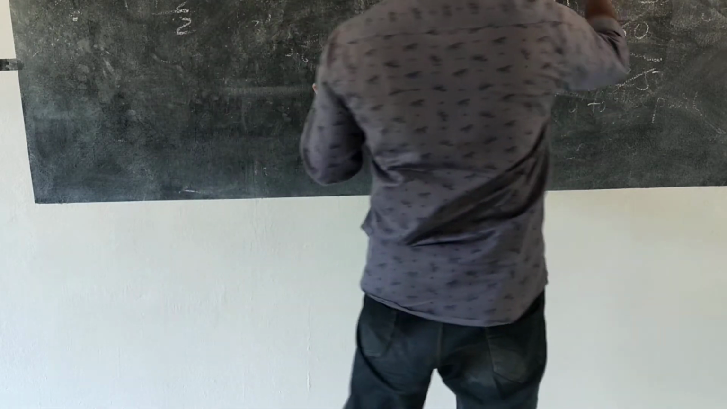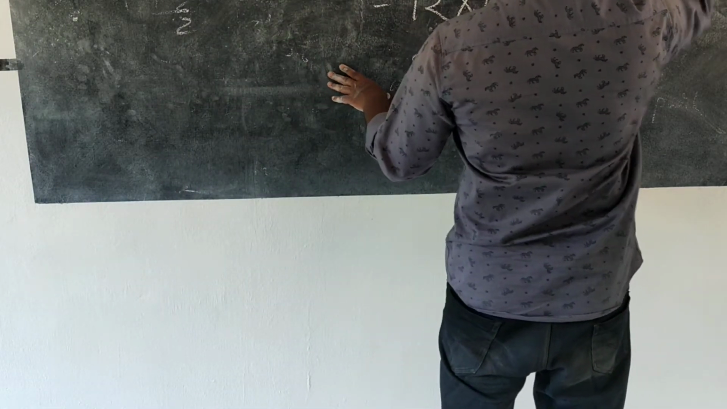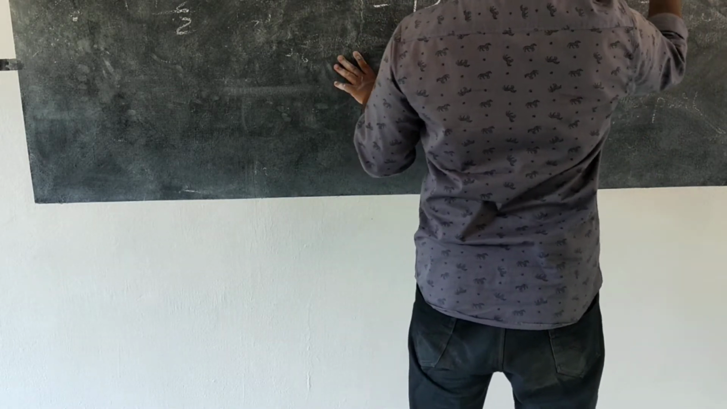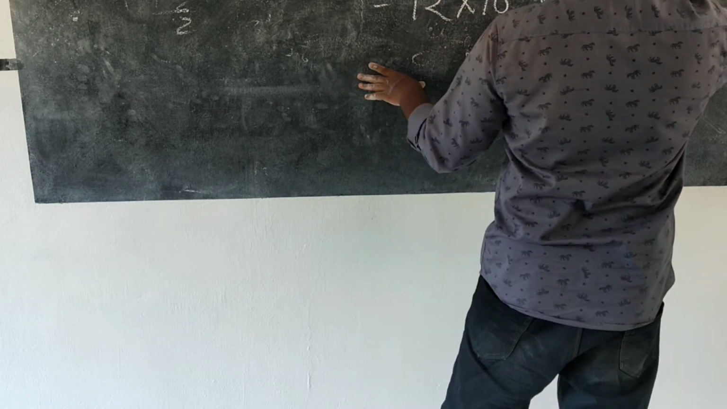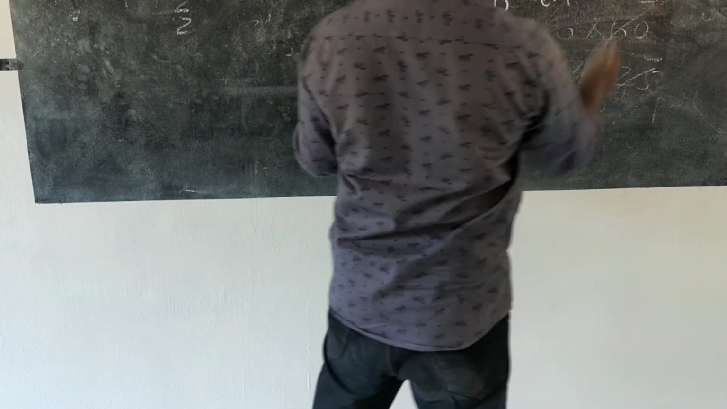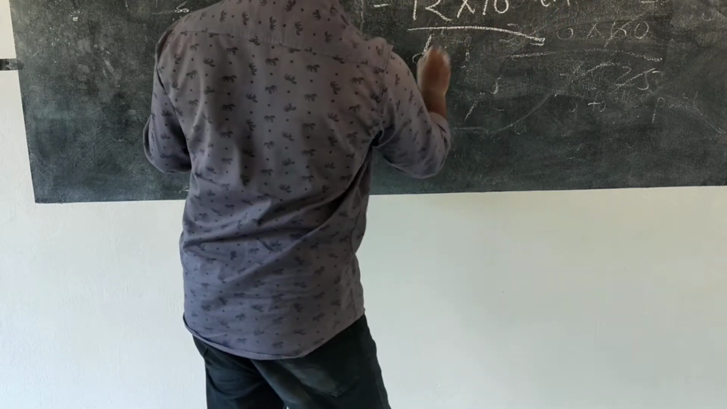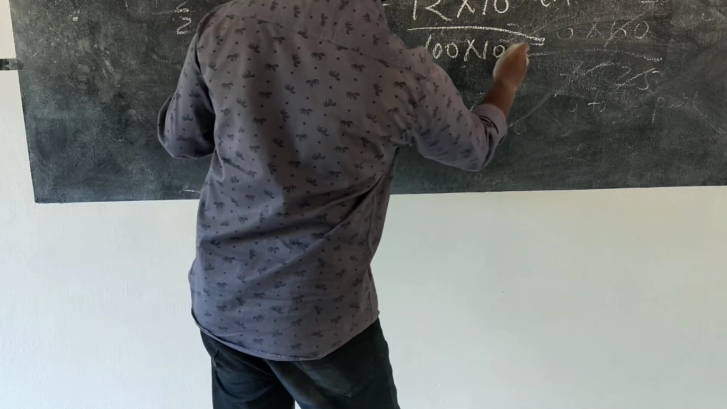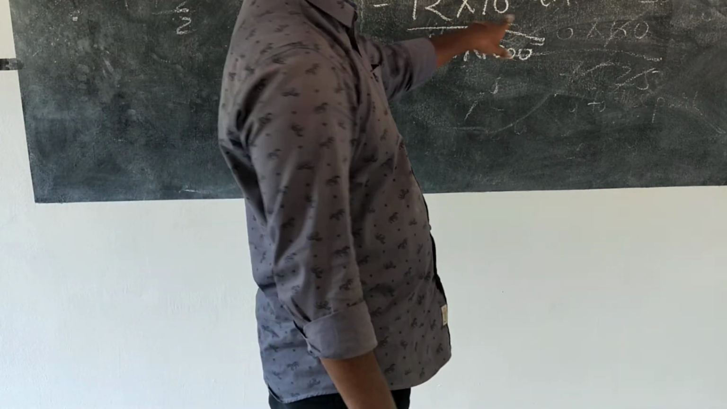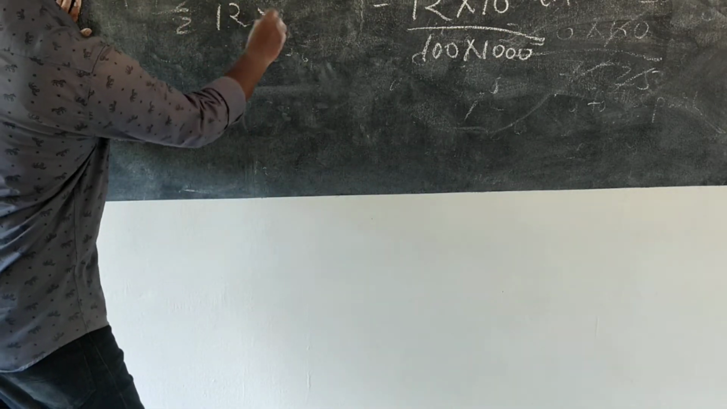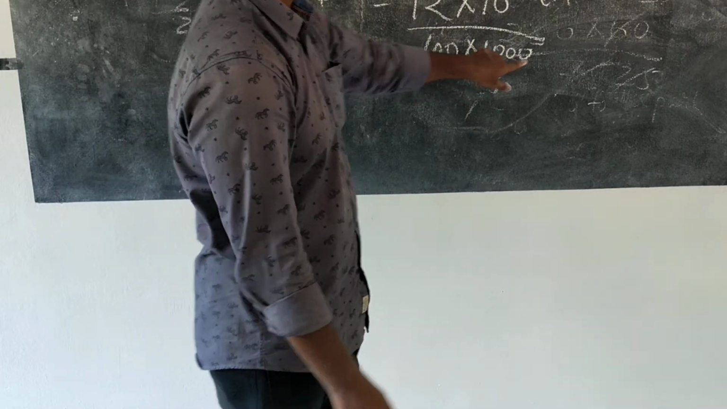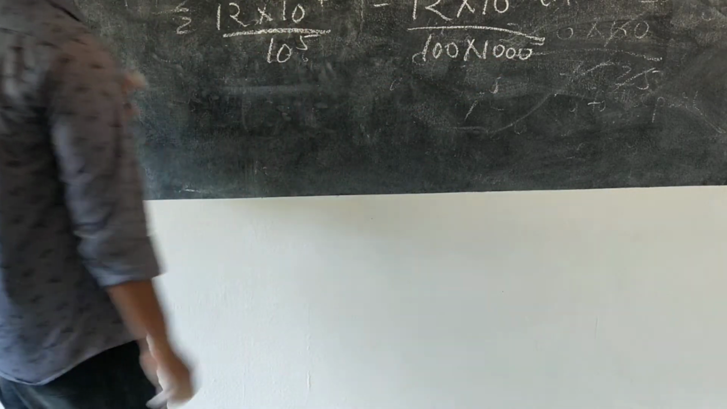1 kilometer is 1000 meter, and 1 meter is 100 centimeter. So from centimeter we have to convert to kilometer, which means we have to divide by 100 and then divide by 1000. So 12 into 10 power 7 divided by, how many zeros are there? 1, 2, 3, 4, 5, which is 10 power 5.